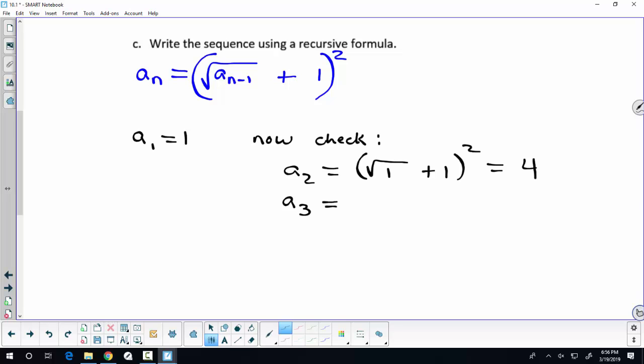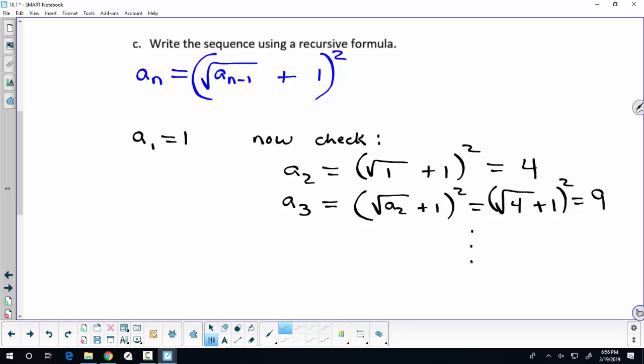The third term, we take the square root of the previous. So let's just write it out. Square root of a sub 2 plus 1 squared. That's the square root of 4 plus 1, quantity squared, which gives us 9. Okay, seems to work.